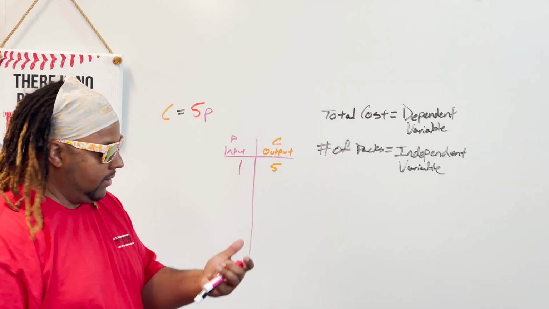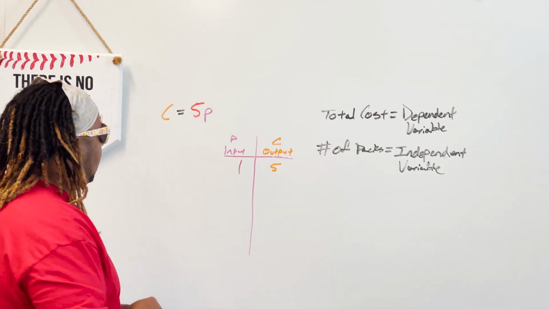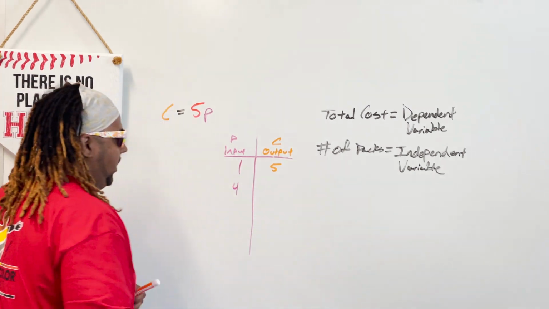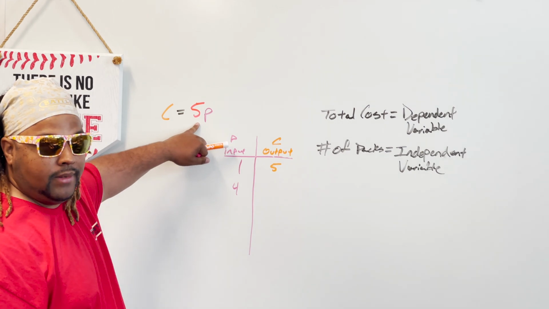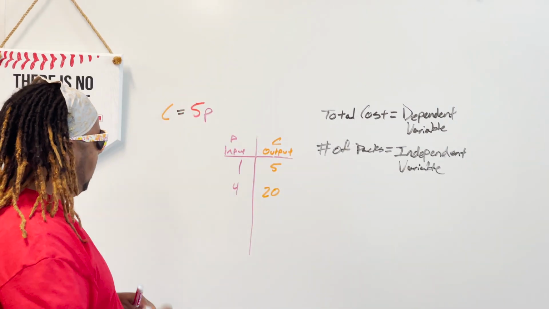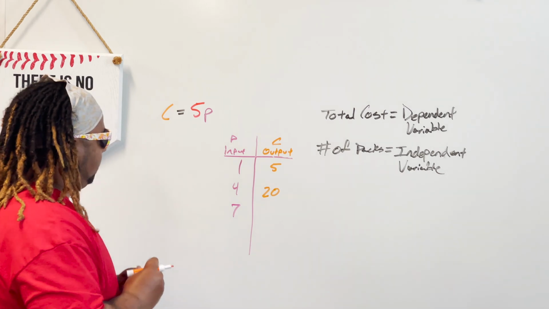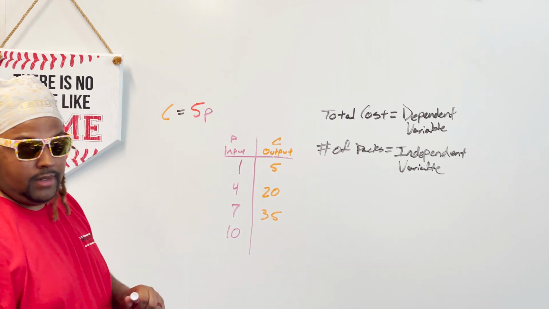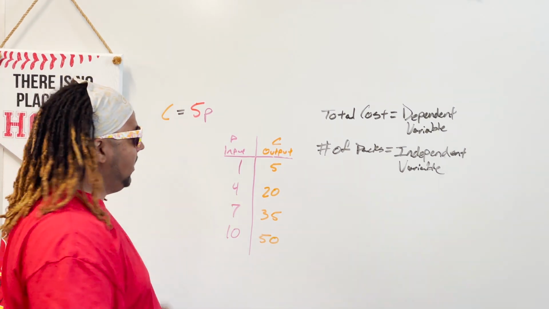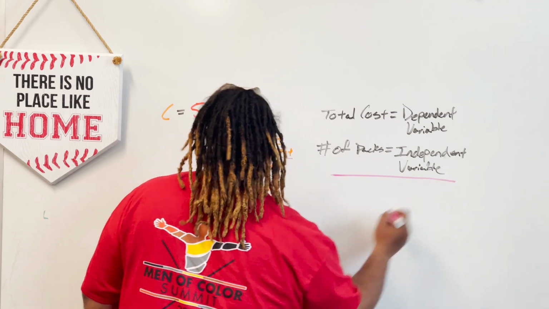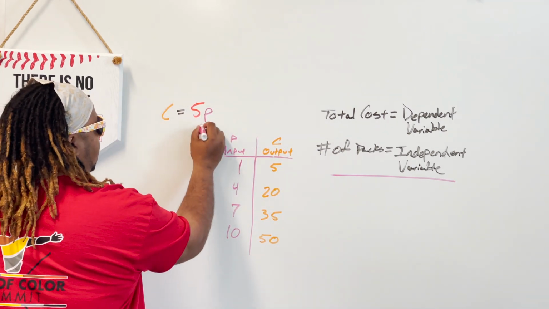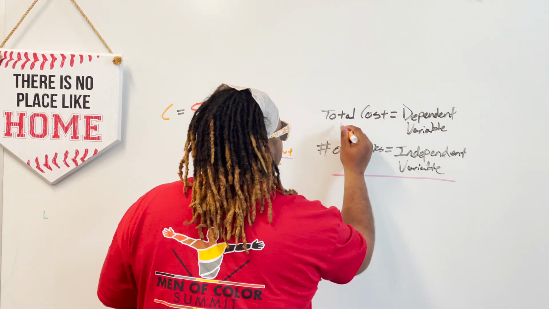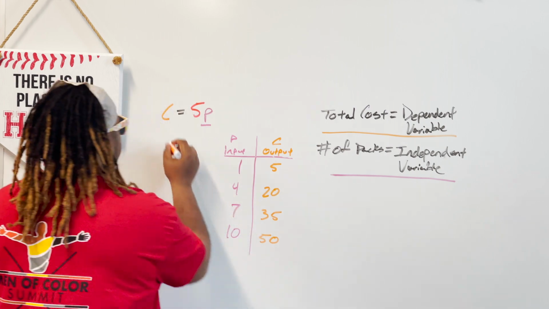All right, let's try a couple more. If I decided I wanted 4 packs, all right, 4 times 5 is 20. Let's say I wanted 7 packs. 7 times 5 is 35. If I wanted to buy 10 packs, it would be $50. So you have your independent variables, which is here, right? Independent. And then you have your dependent, which is here.